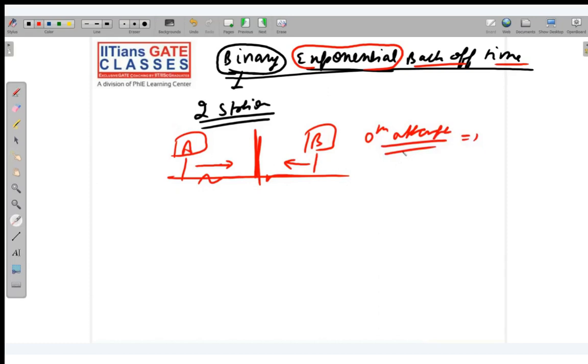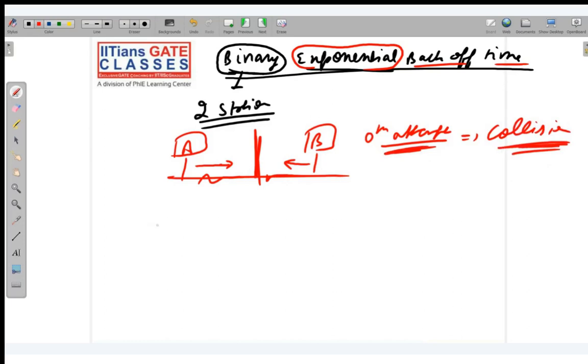That's why we're calling it the 0th attempt. We are not calling it the first attempt. First attempt means you have attempted something, and we are not saying it like that. The moment it has the data, it will send it. So we are considering it as the 0th attempt, collision. Now both will try to send data at the same time, so collision occurred. Now TB, back off time, will come into the picture.